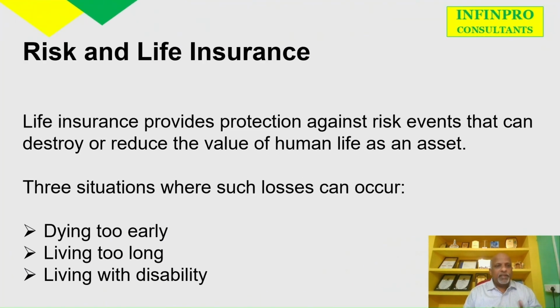Moving to the second component of life insurance, which is risk and life insurance. Insurance as a concept arrives because there is a risk which is existing. So how do we tackle that risk? What are the recommendations we make? That is what this topic speaks about. There are three situations where a risk can occur, which is dying too early, living too long, or living with disability. For every aspect there is a life insurance solution which exists.